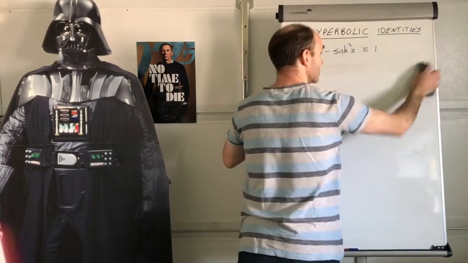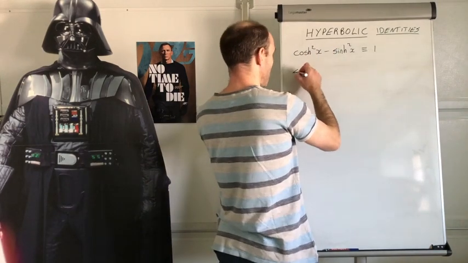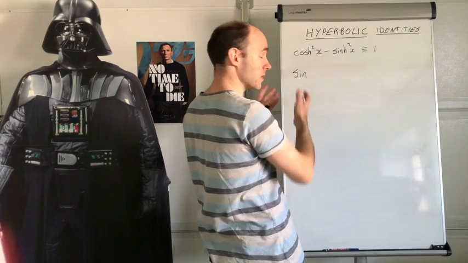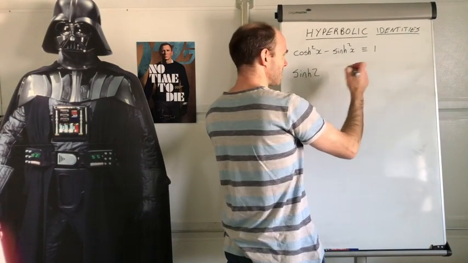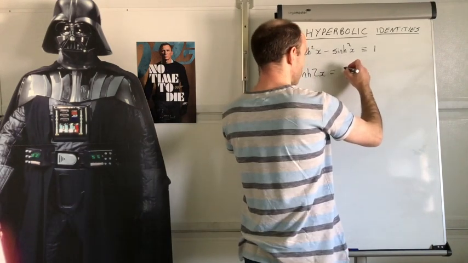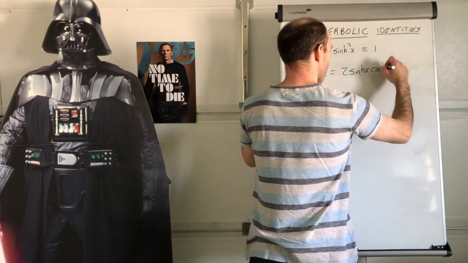Let me just give you another one. Just off the top of my head, because I kind of like this one. In trigonometry it's called the double angle formulae. I don't know what you call it here, to be honest, because I did say they're not angles, are they? We've got sinh 2x. This one is the same as 2 sinh x cosh x.